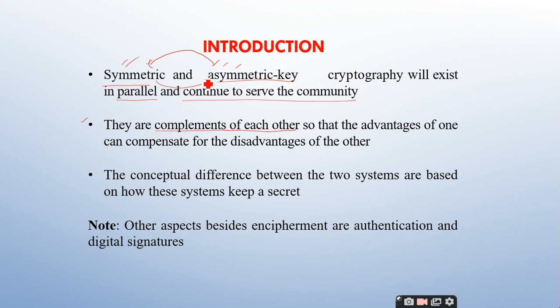So the advantages and disadvantages of one cryptographic category are overruled in the second category. That's the reason why they exist in parallel, right? Another important point is that the conceptual difference between these two systems is based on how they keep a secret. A secret is nothing but what we can call a key. The original, authentic name is the key, right?